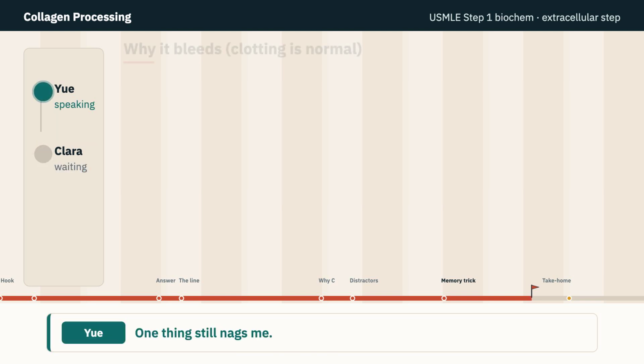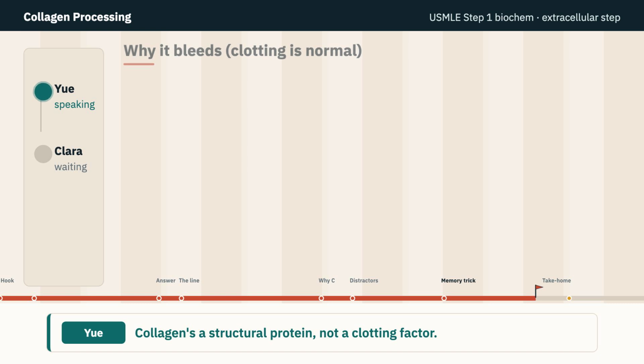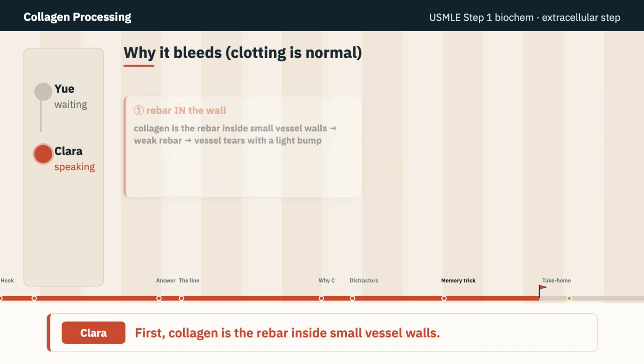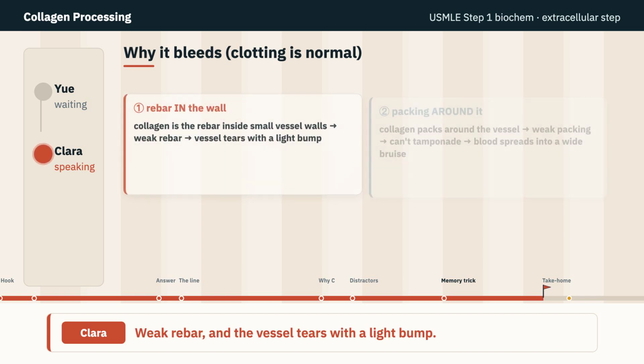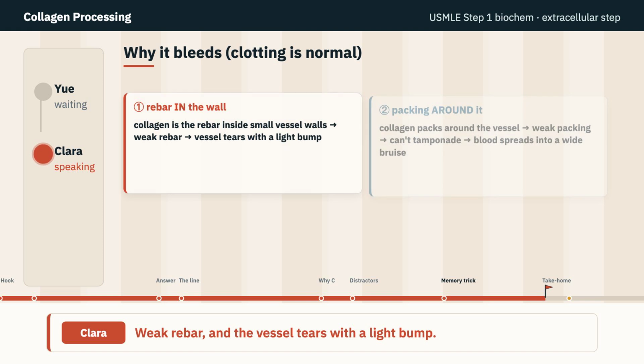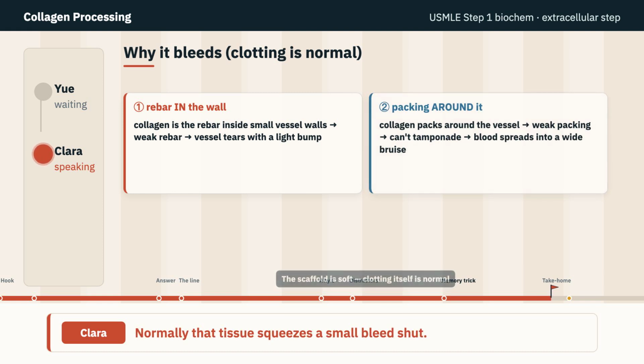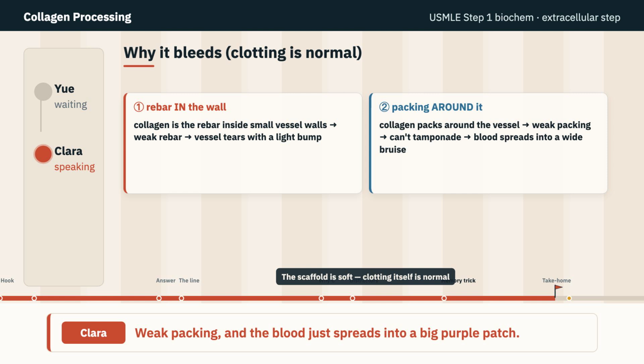One thing still nags me. Why so much bruising? Collagen is a structural protein, not a clotting factor. Good instinct. 2 reasons. First, collagen is the rebar inside small vessel walls. Weak rebar, and the vessel tears with a light bump. Second, collagen is the packing around the vessel. Normally, that tissue squeezes a small bleed shut. Weak packing, and the blood just spreads into a big purple patch.